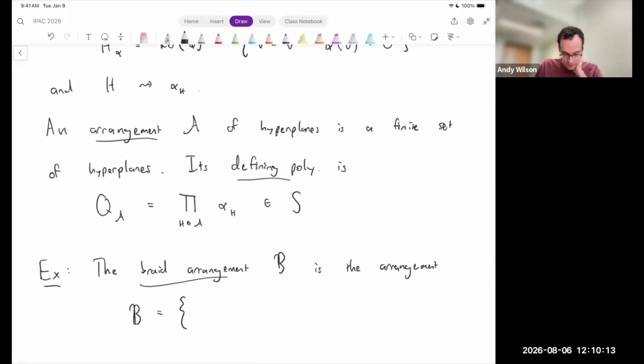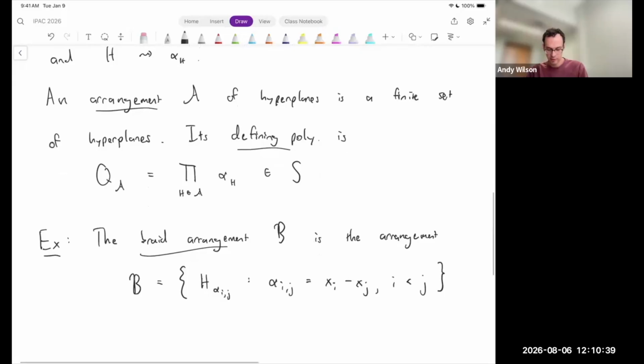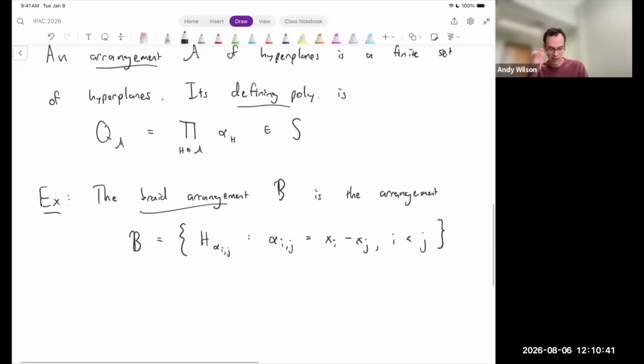So we take the hyperplane associated to a bunch of alphas, where alpha ij is xi minus xj, with i less than j. So there's n choose 2 if I'm working in V or Rn here. Many hyperplanes in this arrangement. Type A Coxeter arrangement is another name for this.